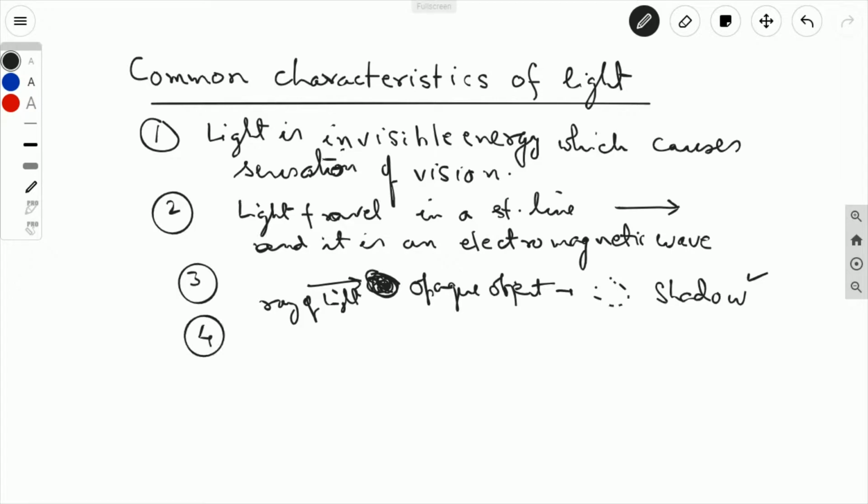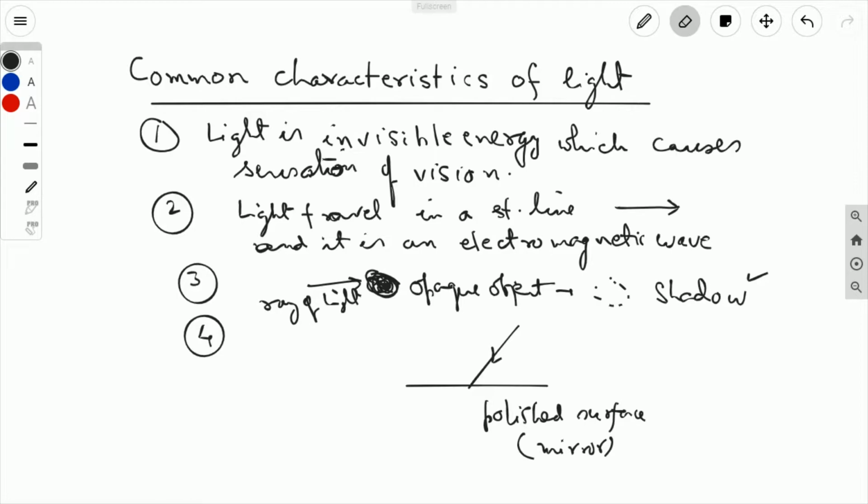Then number 4: light gets reflected back from a polished or smooth surface. Suppose this is a polished surface such as a mirror. The rays of light will fall on the polished surface, and then they will be reflected back.